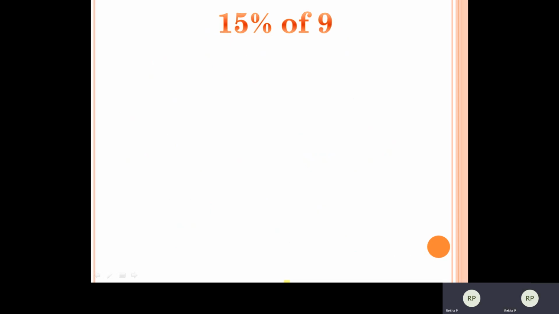So it is 15% of 9. So 15%, how can you write 15%? It is 10 plus 5. You can write 15% as 10 plus 5. So 10, you know what 10% is. Put one decimal point. 10% of a number is putting one decimal point, 0.9.